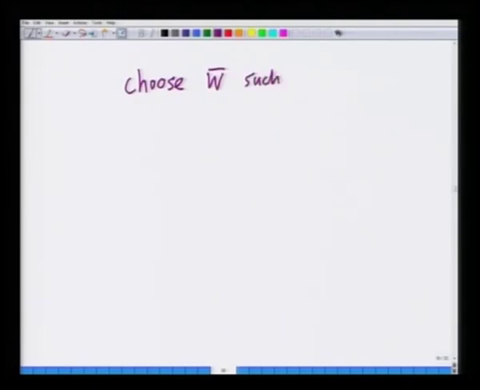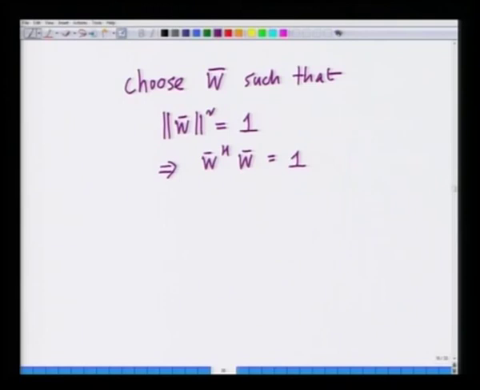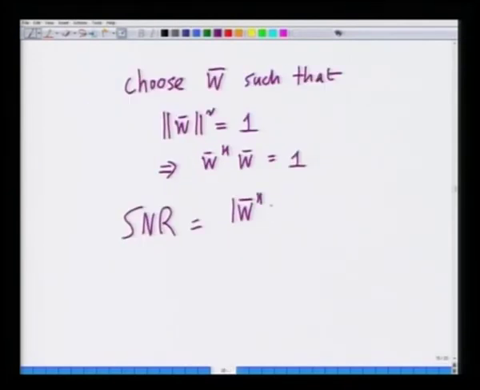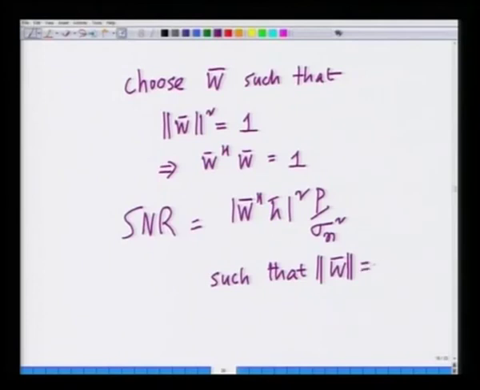I want to choose W bar such that norm W bar square equals 1, implying W bar Hermitian W bar equals 1, because this is scale invariant, I can fix the scale. One way to fix the scale is to say magnitude W bar square is 1, which is W bar Hermitian W bar equals 1. So, now the SNR, observe this, SNR is magnitude W bar Hermitian H bar square divided by W bar Hermitian W bar, but W bar Hermitian W bar has been fixed to be 1. So, SNR simply becomes: maximize magnitude W bar Hermitian H bar square into some constant P over sigma n square such that norm of W bar equals 1.